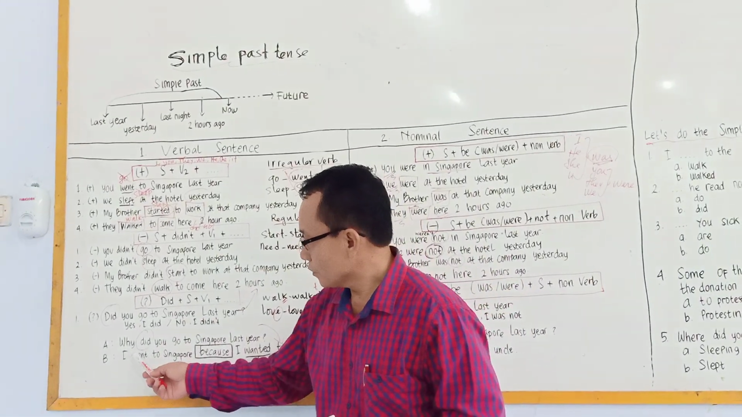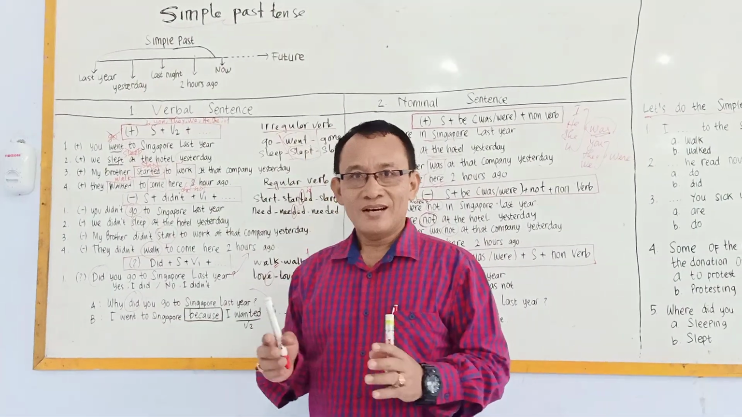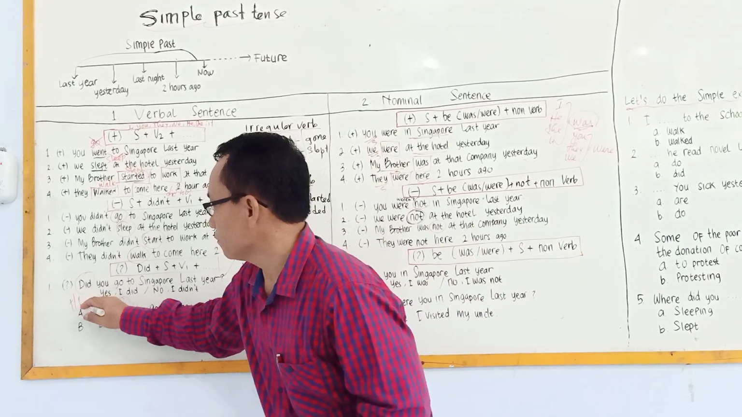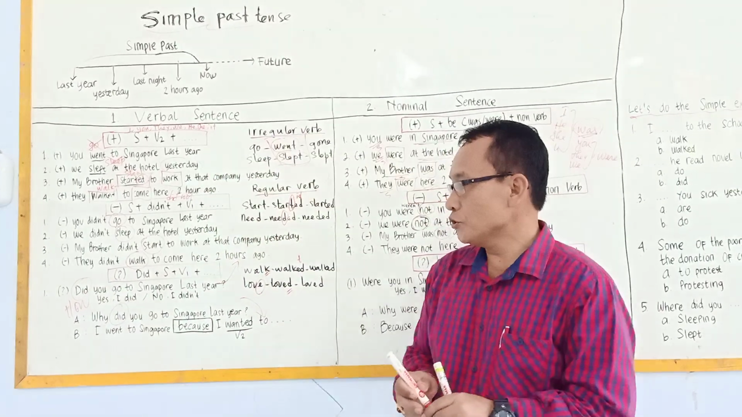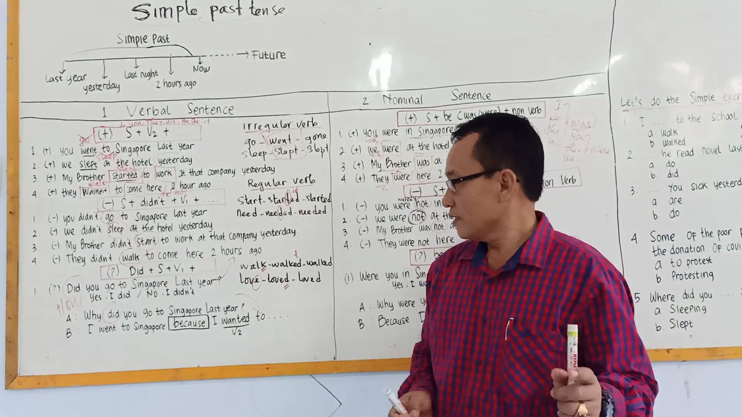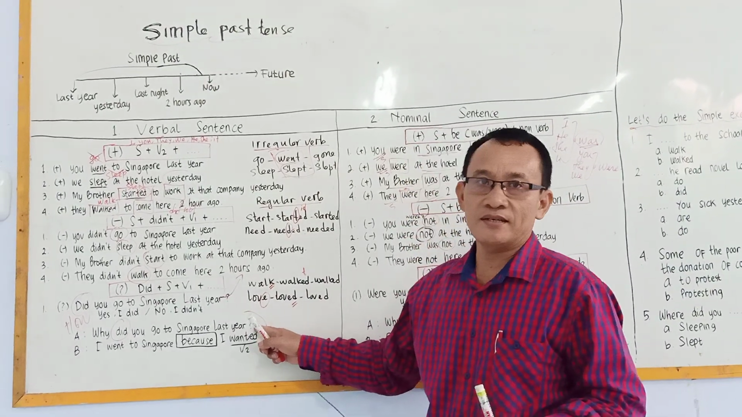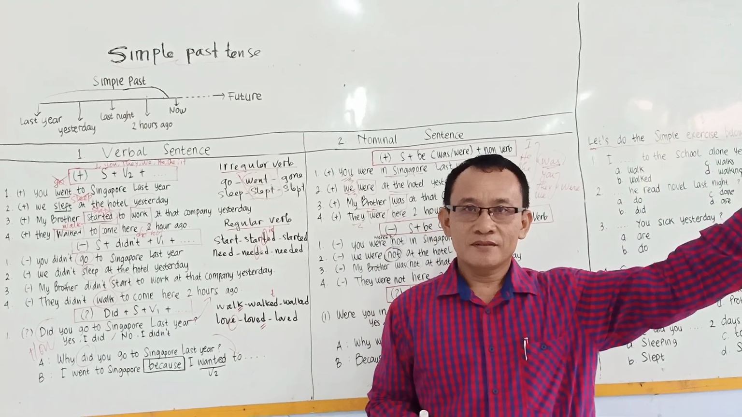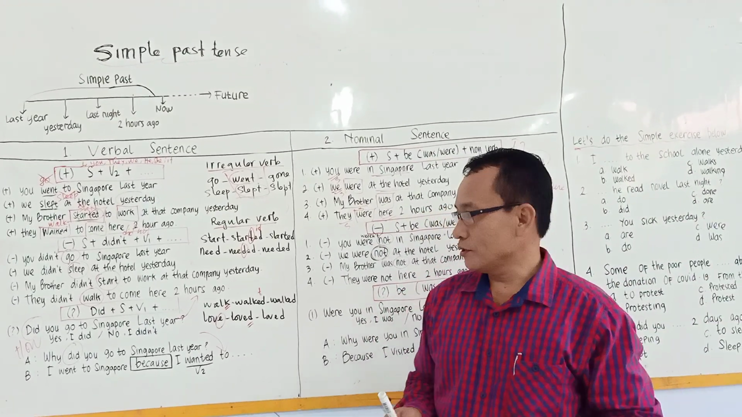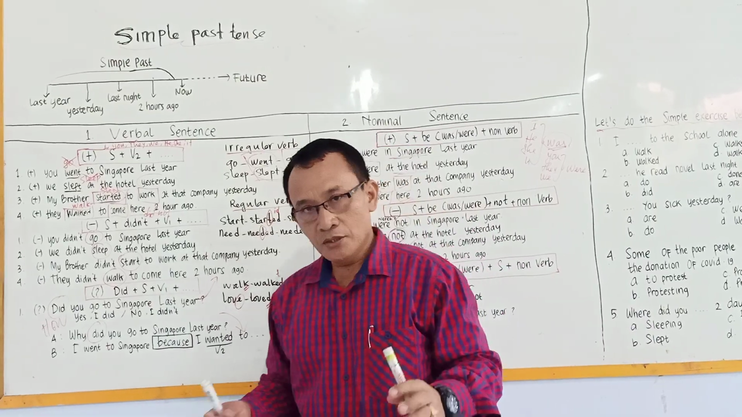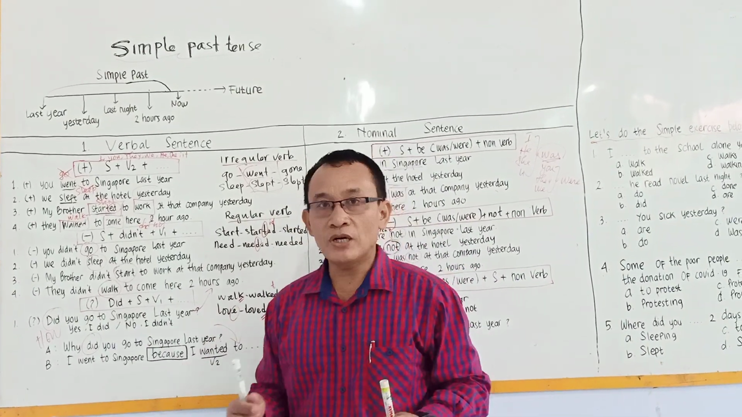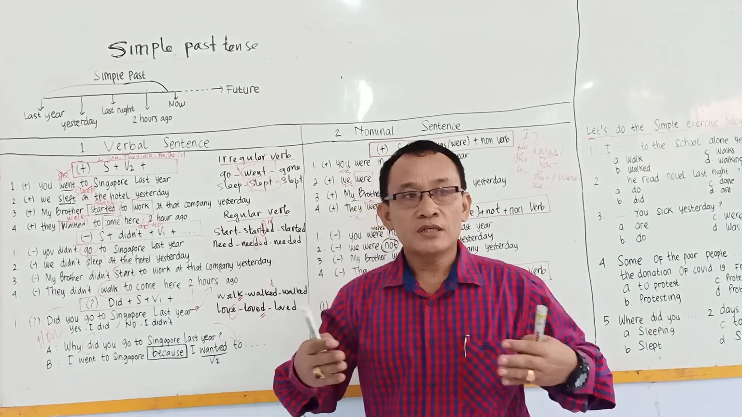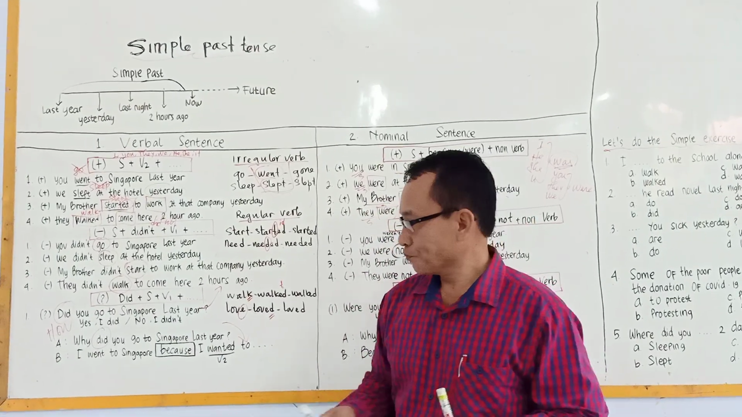For example, how. How did you go to Singapore last year? Maybe I went to Singapore by plane, by helicopter, and so on. And well, students, be careful how to answer the question with WH question. Of course, the answer is an explanation.